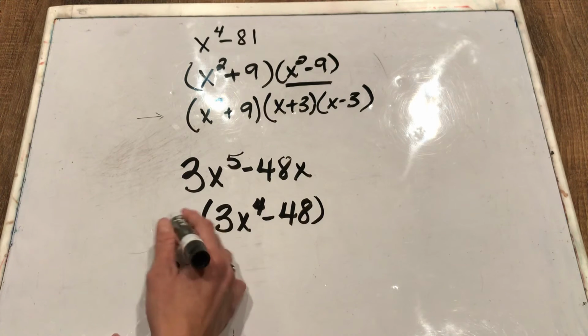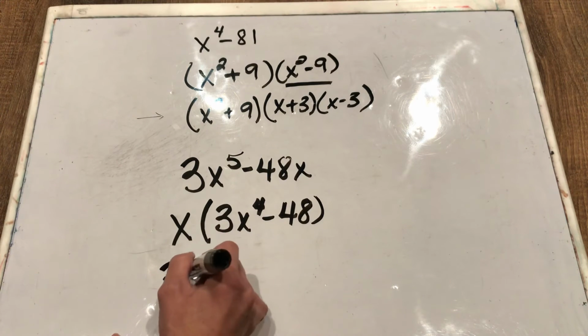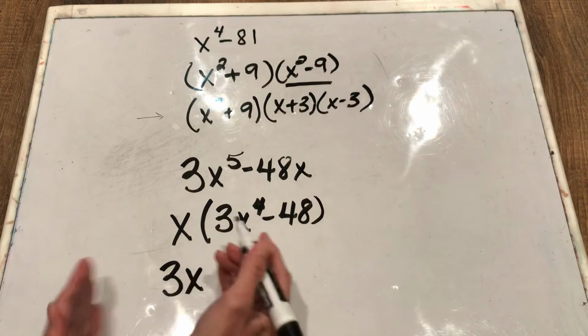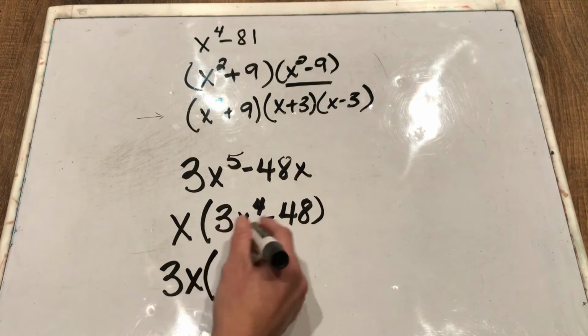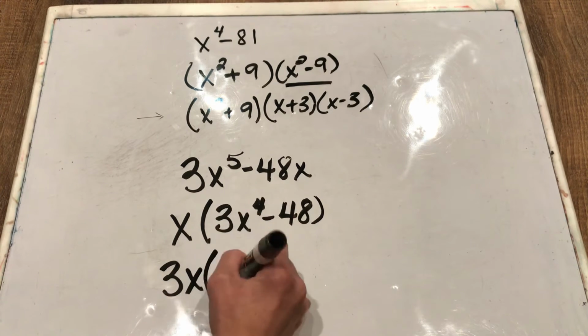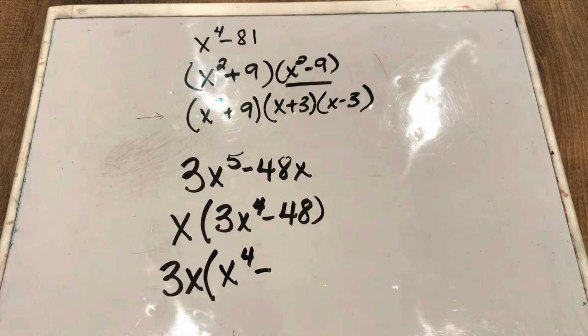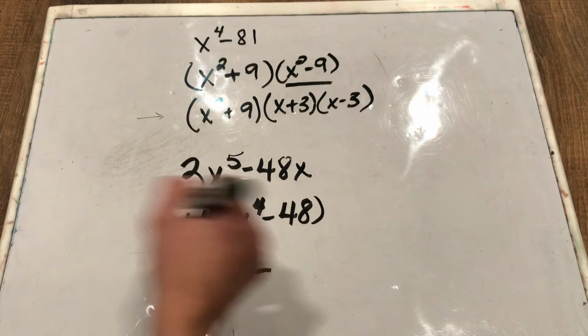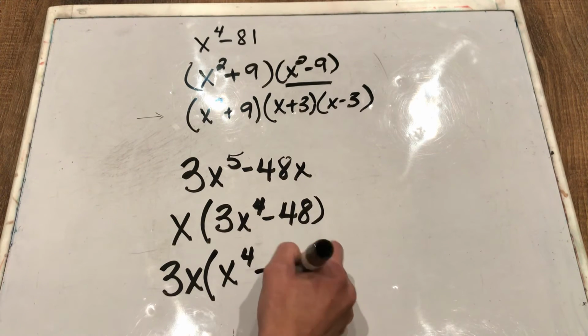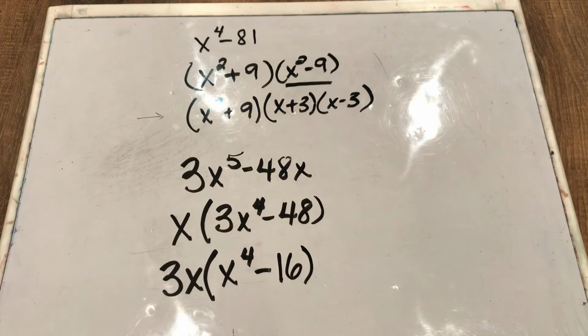When I take it out, I need to multiply it over here by this one. Because it's 3 and an x, I can just write them next to each other. When I divide the 3 out here, I'm left with x to the 4th. When I divide the 3 out here, I'm left with 16, I believe. So now, can I factor this? Yes, I can. I can keep going.